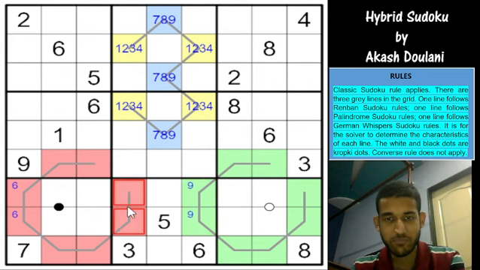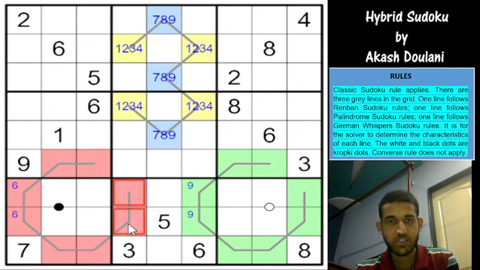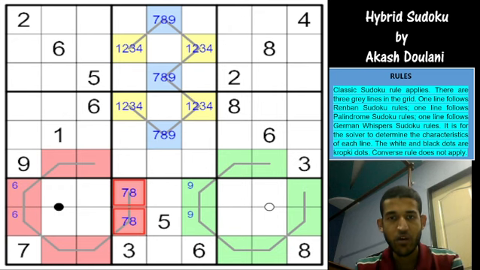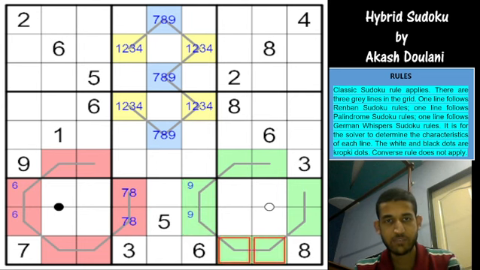pair. That's beautiful. You can't have 7, 8 in column 5, you can't have 7, 8 here. So I get a 7, 8 pair here. That's really nice. And now a 9 must go here, and which means a 9 must be in one of these two cells because of the palindrome part.